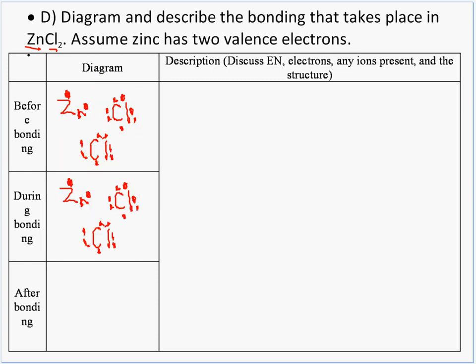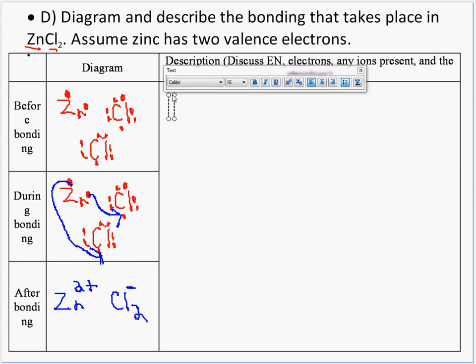Okay, so what's going to happen here? Well, chlorine has a high electronegativity, so it's going to take electrons from zinc. This chlorine has a full octet now, and now does this chlorine. So that leaves zinc having lost 2 electrons, which means it forms a +2 charge. And chlorine gains 1 electron each, so that's a -1 charge, but there are 2 of them.